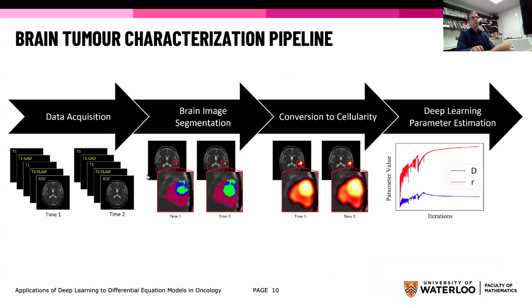Here is the proposed pipeline. It includes brain image segmentation using a deep learning algorithm, and then conversion of images to tumor density, and then using a PINN to infer unknown parameters in the PDE.